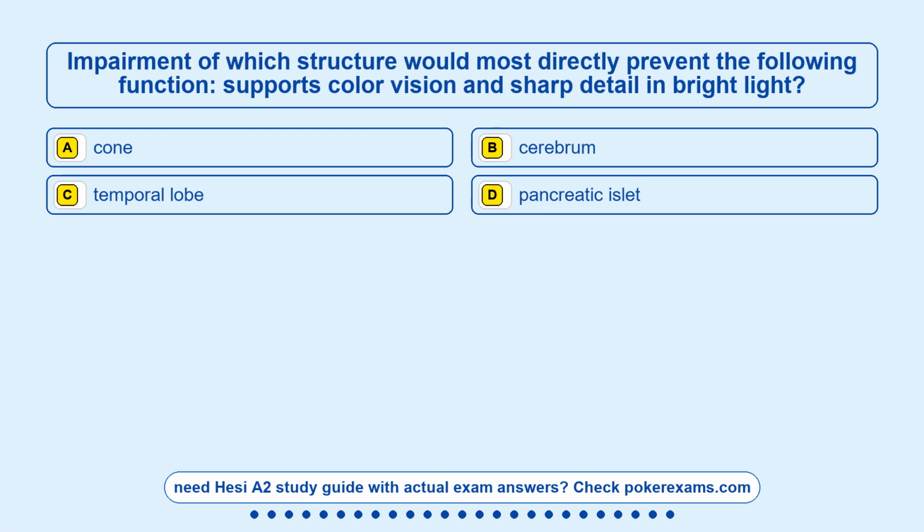Question 8. Impairment of which structure would most directly prevent the following function? Supports color vision and sharp detail in bright light. Option A, cone. Option B, cerebrum. Option C, temporal lobe. Option D, pancreatic islet. The correct answer is option A, cone.